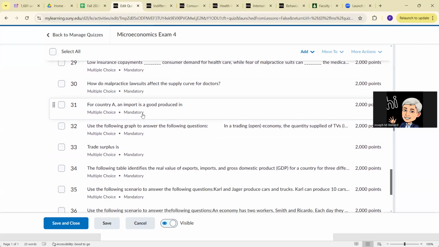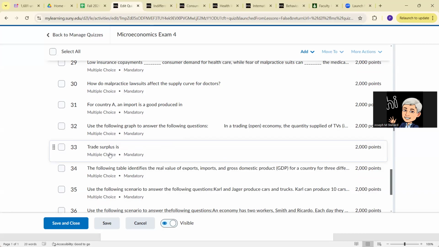And then we start talking about imports and international goods here. Use the following, you got to know the difference between import and export. The difference, by the way, is perspective. If I'm sending it out of the country, we're exporting it. If we're bringing it into the country, it's an import. Use the following graph to answer the following questions. Can't do that one.